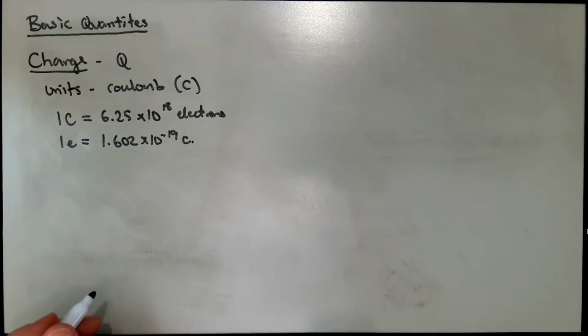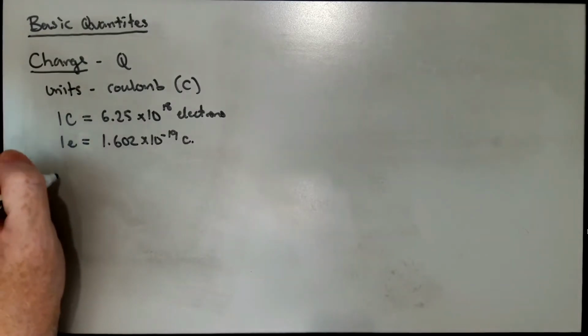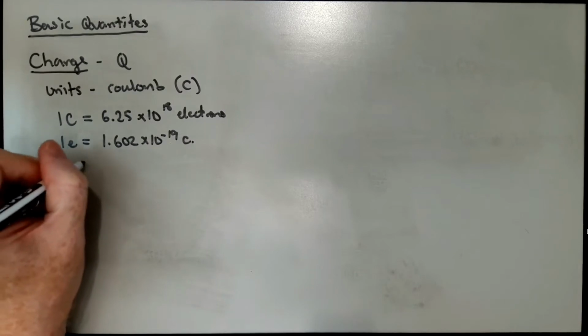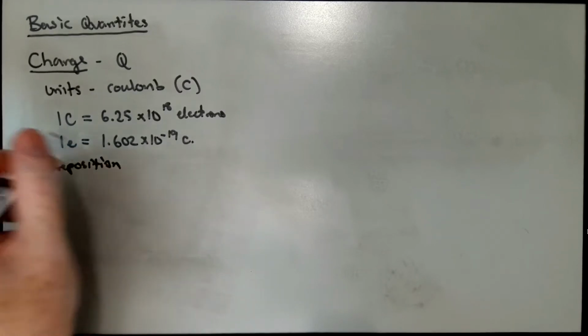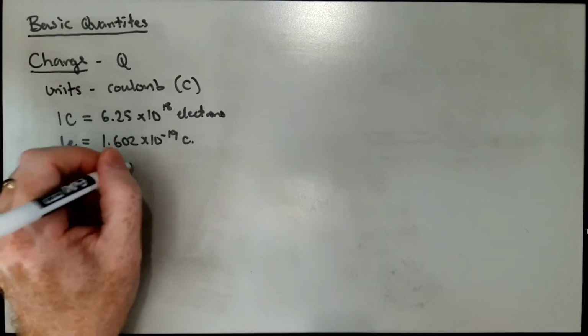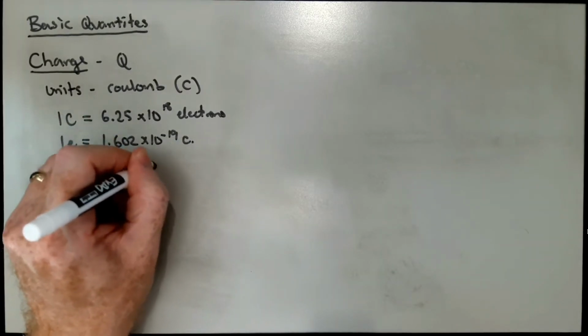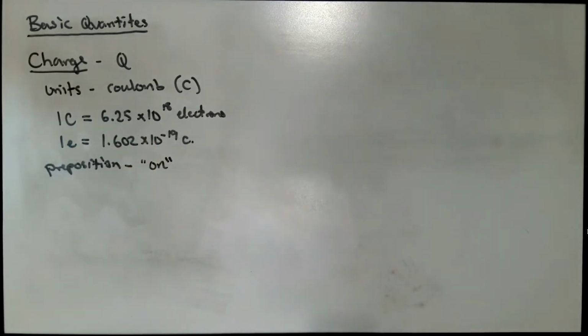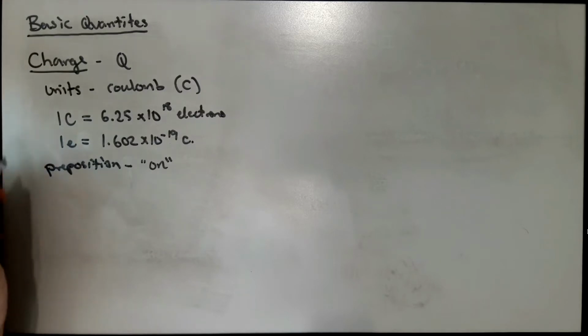Now with each of these quantities there's going to be an associated preposition. And the preposition associated with charge is going to be on. So we talk about the amount of charge on the top plate on some capacitor, or the amount of charge on a conducting sphere, or the amount of charge on some node in the circuit. That's going to be our first quantity.